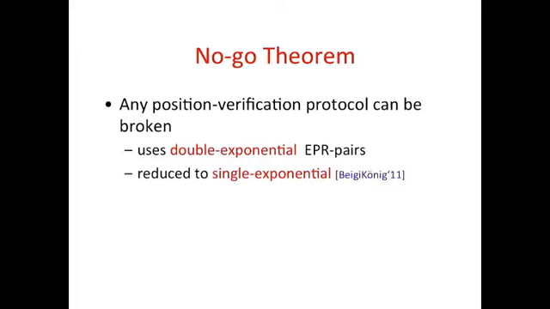So it shows that there is a no-go theorem and that you can get by with a single exponential amount of entanglement.